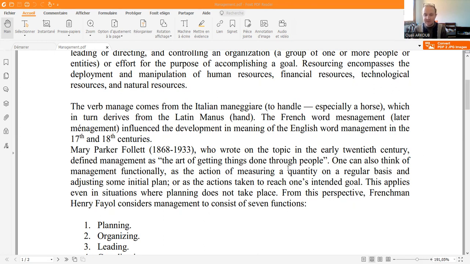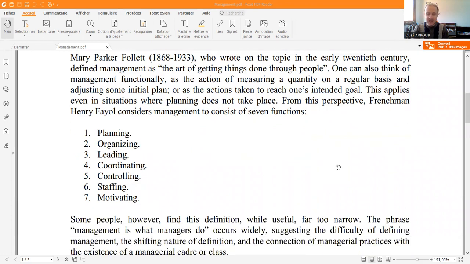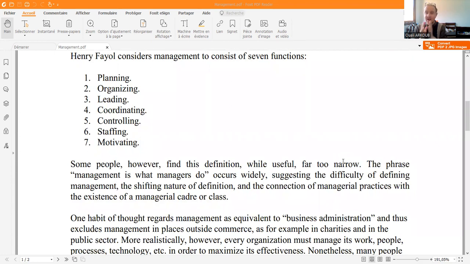From this perspective, Frenchman Henri Fayol is the pioneer of scientific management with Taylor. We have Frederick Taylor and Henri Fayol, who considered management to consist of 7 functions. The first is planning, organizing, leading, coordinating, controlling, staffing, and motivating. These are functions of management according to Henri Fayol.